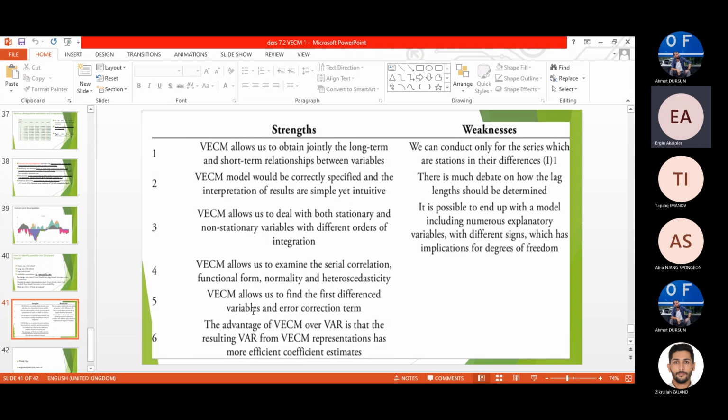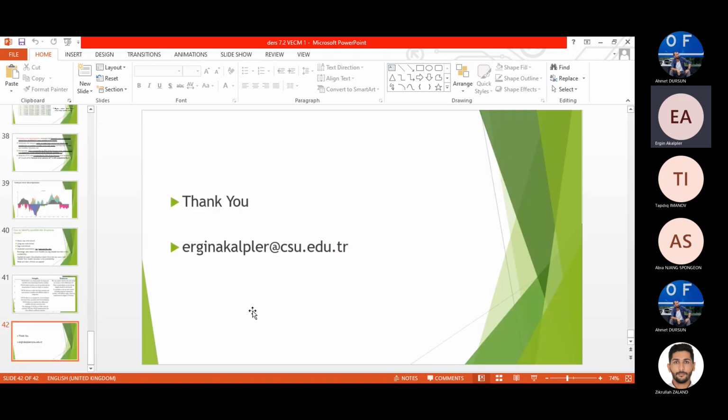The advantage of the vector error correction model over the VAR model is that the resulting VAR from the vector error correction model representation has more efficient coefficient estimations. However, we can conduct it only for the series which are stationary in their differences at I(1), and there is much debate on how the lag length should be determined. It is possible to end up with a model including numerous explanatory variables with different signs, which has implications for degrees of freedom. Okay, then this was the presentation for today.